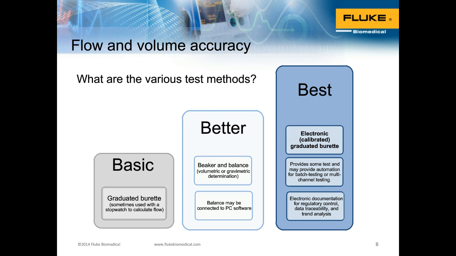The first is a very basic method, which is a graduated burette with a stopwatch. You're essentially using this type of measurement to calculate flow. So it's volume over time, which is pretty simple. The other one is using a beaker and balance.